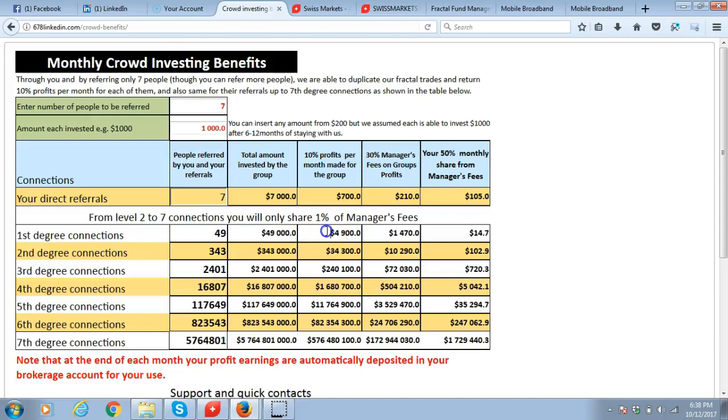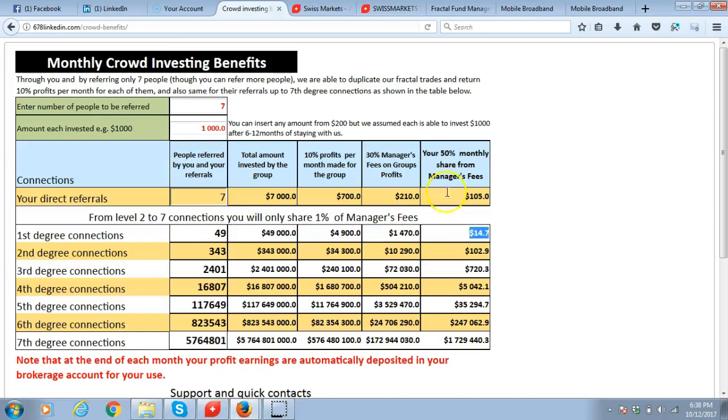We trade and return 10% profit. This will be their profit. And my performance fee, 30% performance fee of this will be this. But this is not shared equally with you now. It is shared equally with these first 49 people. But however, I will also share with you 1% of my own profit that I shared with other people.